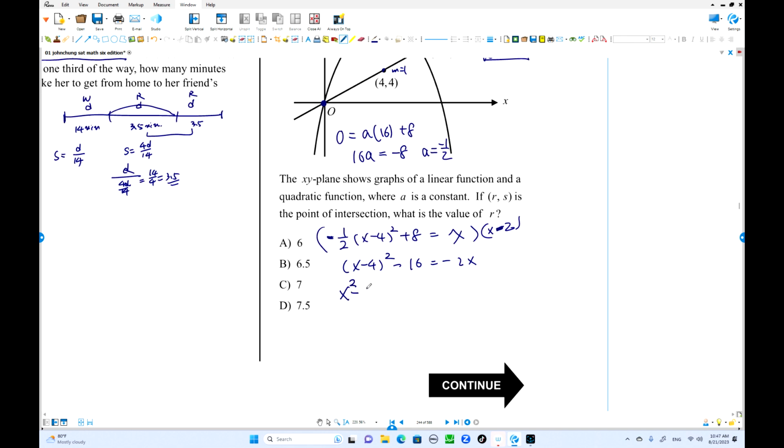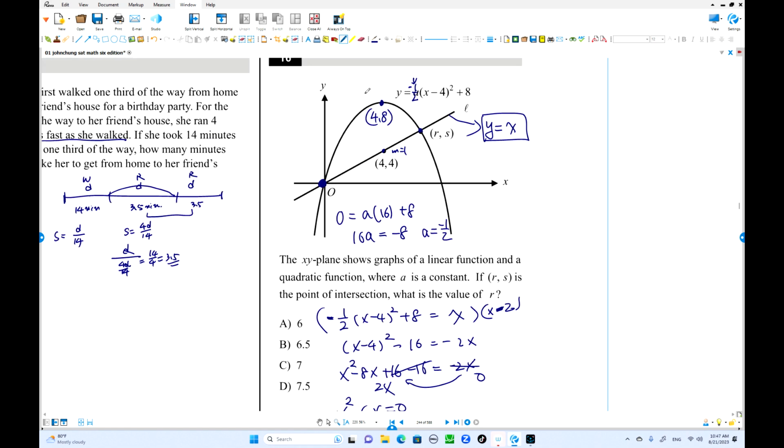This is x squared minus 8x plus 16 minus 16 equals negative 2x. This is out. Negative 2x moves to the left, positive 2x equals 0, okay? So x squared minus 6x equals 0. X times x minus 6 equals 0, because we know that we have an intercept at this point. So x equals 0, okay? The other one is 6. This is the value of r, right? X coordinate. So r equals 6 is the answer, okay?